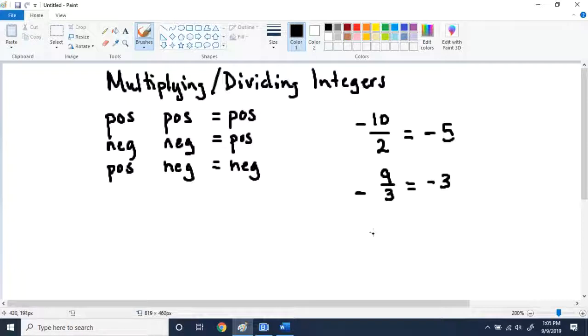And it's going to be different when you have a negative 28 divided by a negative 4. That means we have two negatives. Our answer is going to be positive. 28 divided by 4 is 7. And our last example is negative 6 divided by negative 2. Two negatives are positive. The answer would be 3.